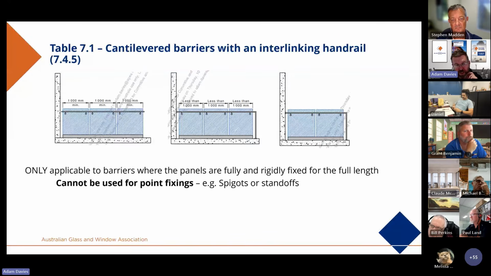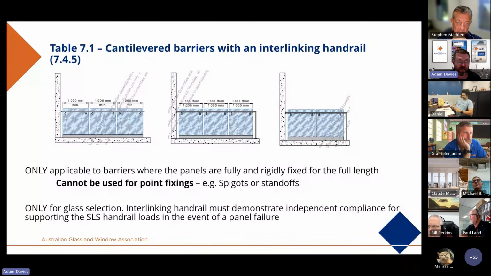But the issue that we have, and it's primarily because 1288 is a glass standard, is it does not provide conformance for the interlinking handrail. It must separately demonstrate compliance to support the serviceability limit state. So that's nominated in 7.4.5B, where there must be supporting evidence.